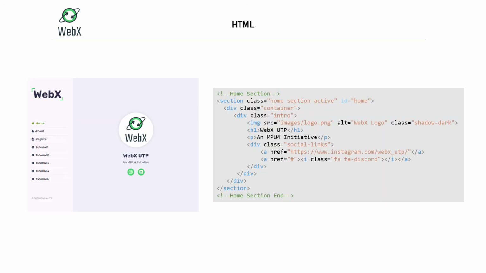On your left-hand side, sorry, you can see the WebX website. So this is what you see. But the structure of the website is shown on your right-hand side. And this is what we call HTML. In the HTML, you can see there are some div tags, an image tag, which is this image. We have an H1 tag, this one, WebX UTP, and we have a P tag, paragraph tag here. So it lays out the structure of your website.